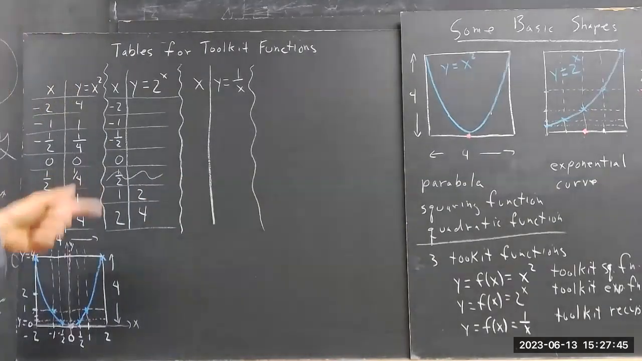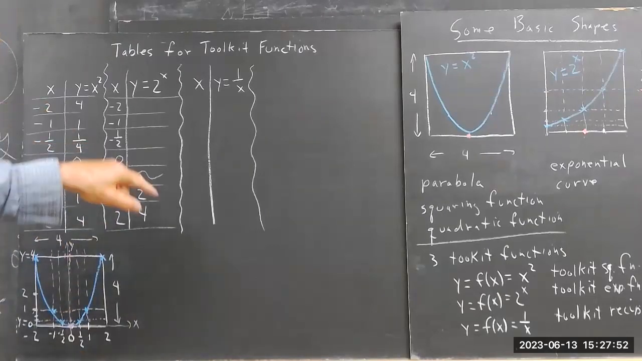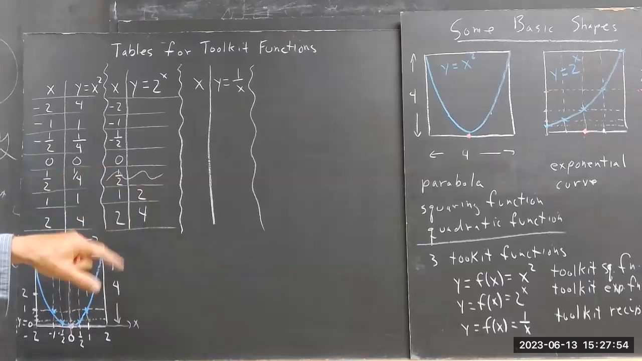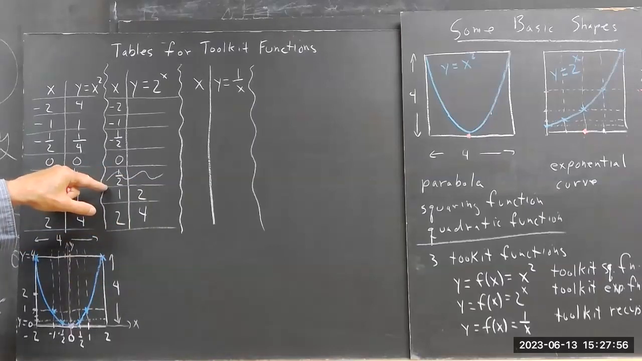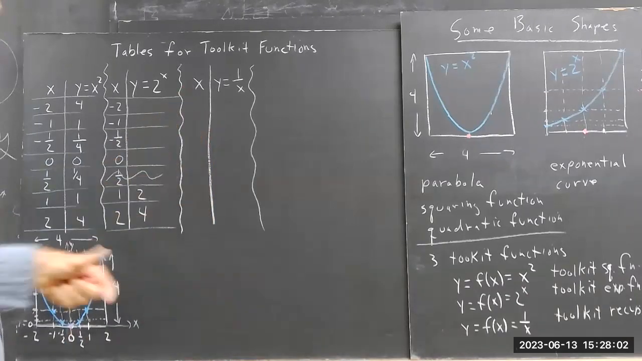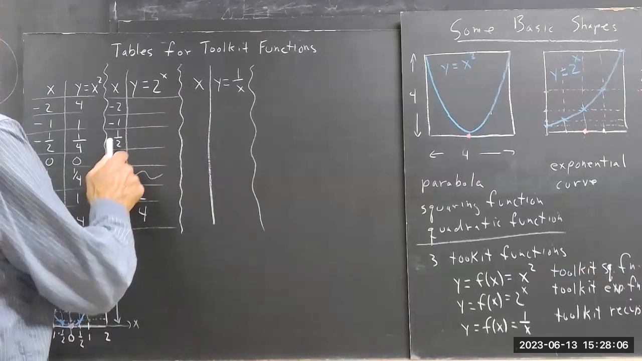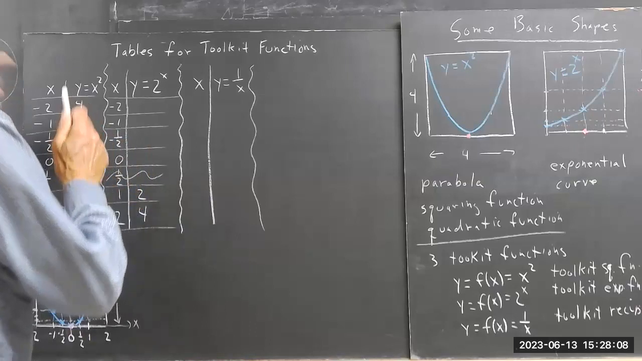I'll just draw a little wavy line through this. And what I'm going to say is, this exists, but we can't calculate it. Okay. Maybe it exists, can't calculate, but we're just going to use a wavy line. Okay. We'll see that in a minute.